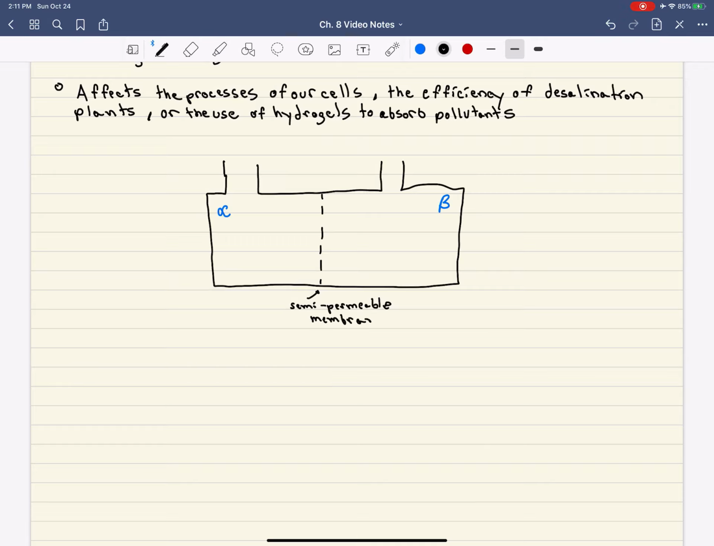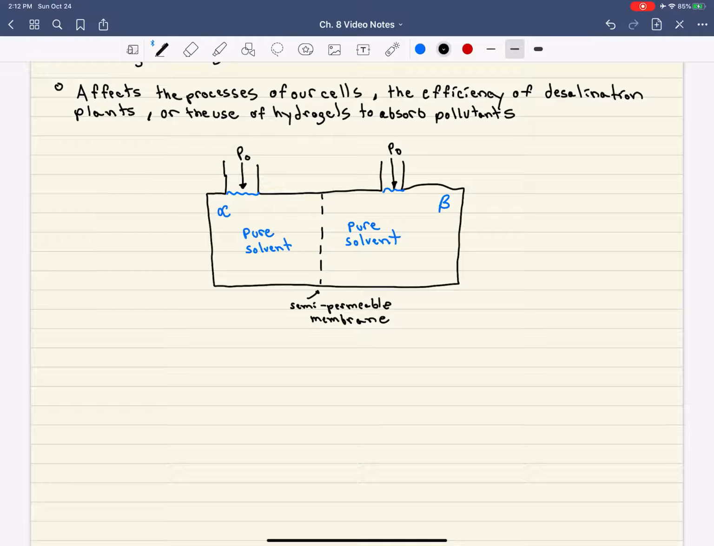All right, and so at the beginning of this experiment, let's say that both the alpha and the beta compartments are just filled with pure solvent, and they're at the same level, right? You could think of this solvent as being like water or something. In any case, both of these compartments are filled with the same solvent, and they have the same atmospheric pressure acting on them. We'll call that P naught.